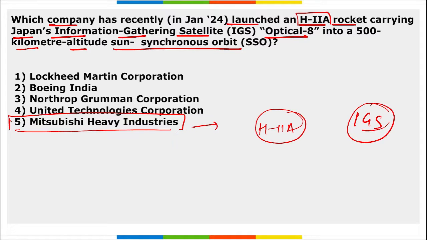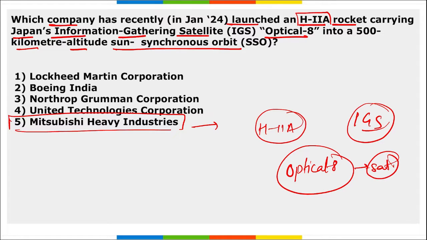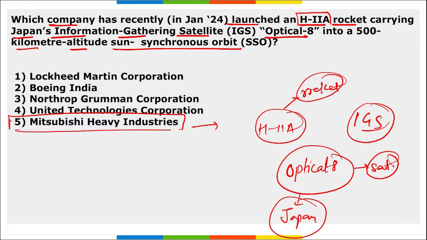I repeat, HIIA rocket carrying Japan's IGS information gathering satellite that was named Optical 8. This is the name of the satellite, right? This is the name of the rocket that was used to carry this optical satellite. It is of Japan. The question asked is, which company recently launched this? It was Mitsubishi Heavy Industries that has launched this Optical 8 satellite using the HIIA rocket, and this satellite is of Japan.